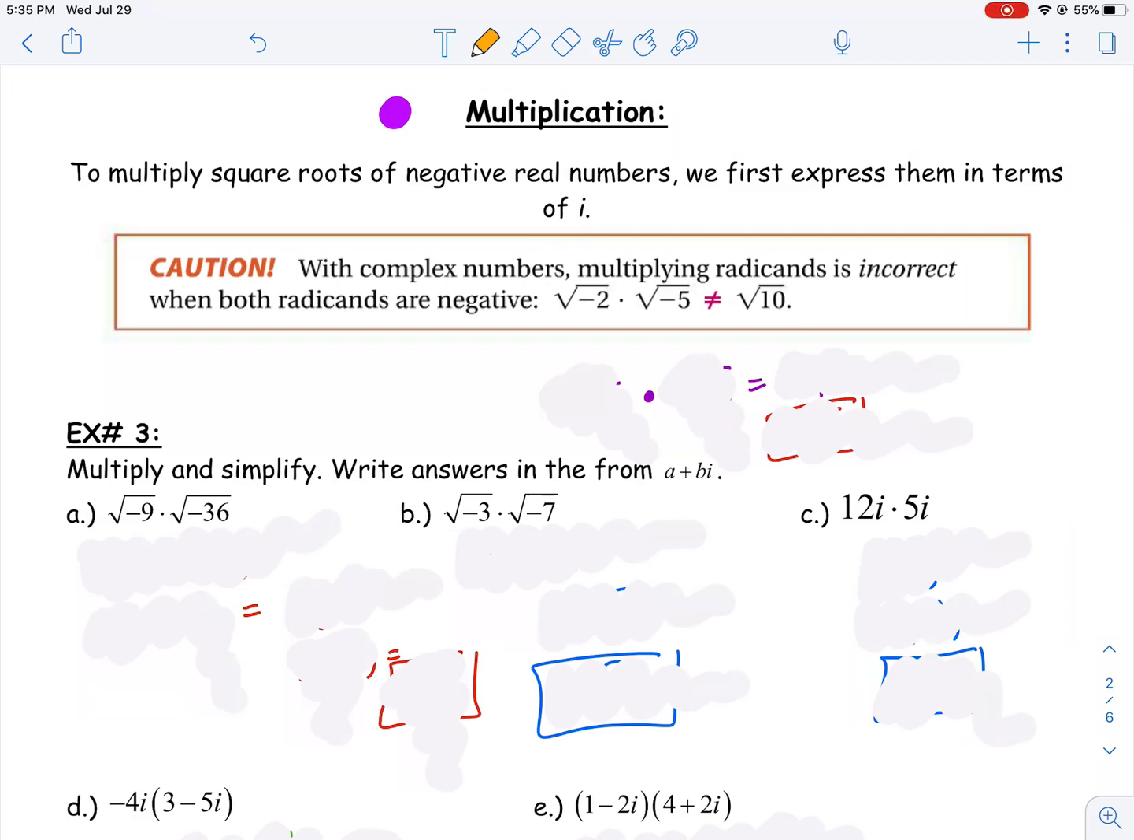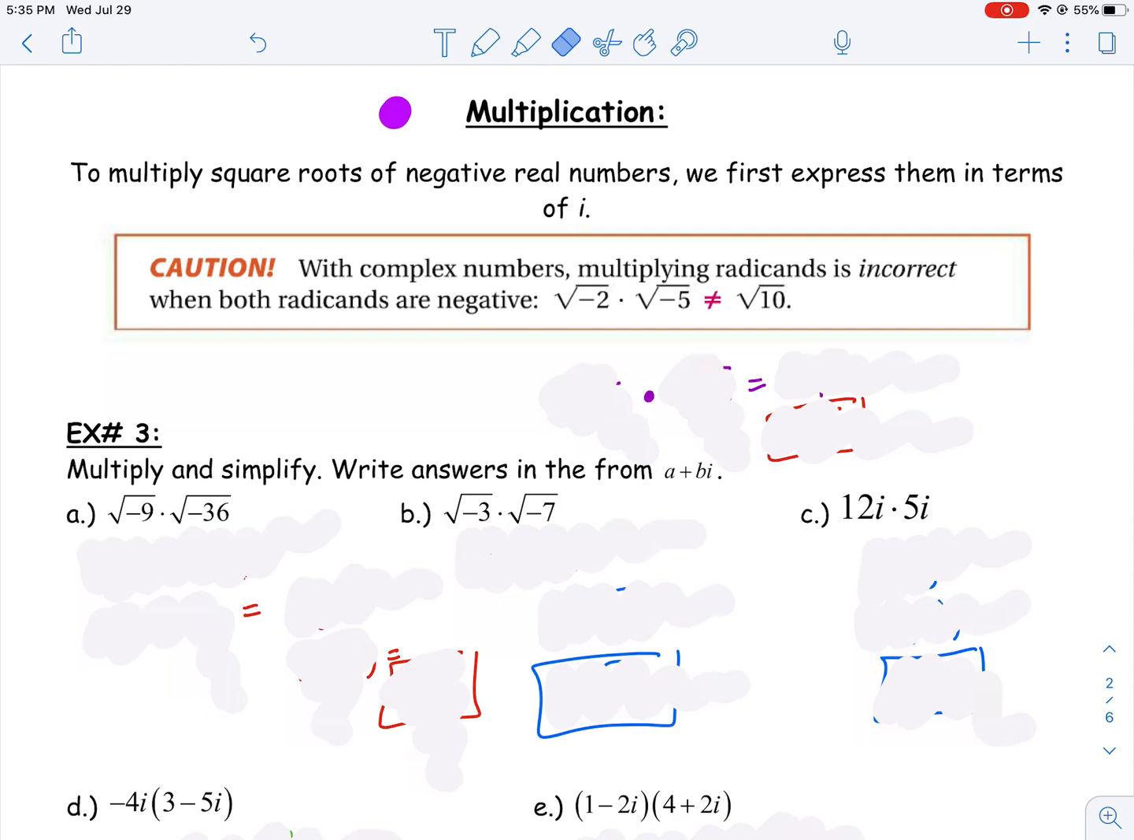All right, now let's talk about multiplying complex or imaginary numbers together. To multiply square roots of negative real numbers, we first need to express them in terms of i. Unfortunately, we can't just take the square root of negative 2 times the square root of negative 5 and say negative 2 times negative 5 is positive 10 and say the square root of 10.